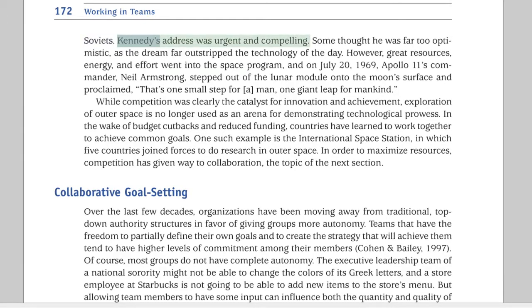Soviets. Kennedy's address was urgent and compelling. Some thought he was far too optimistic, as the dream far outstripped the technology of the day.